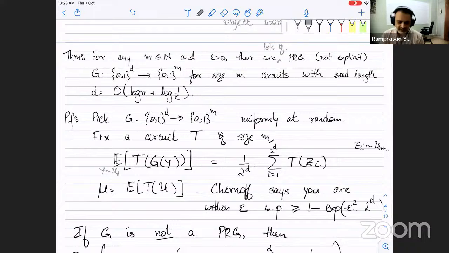Yeah, so we are basically saying that T had a behavior if I pick this M length string at random, but suppose I picked just the D length string at random and applied this function to get an M length string. There are obviously correlations here. Does T still behave the same? That's what we were trying to show.